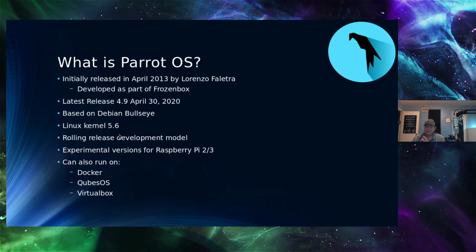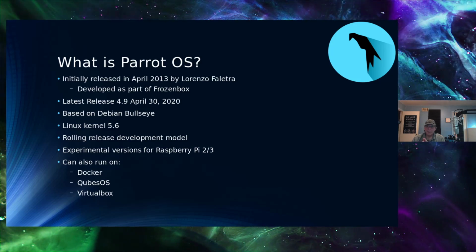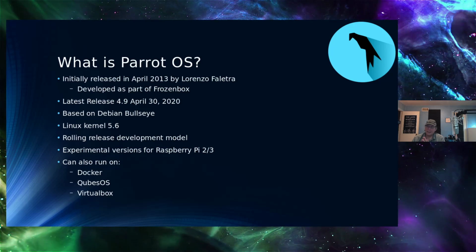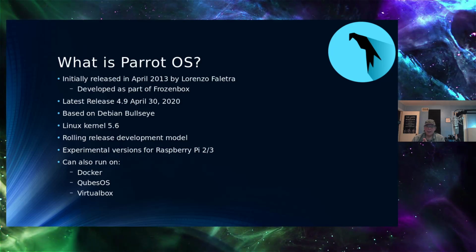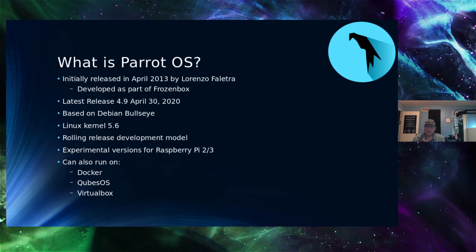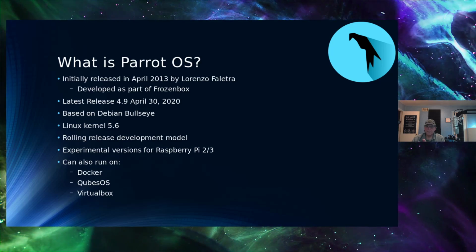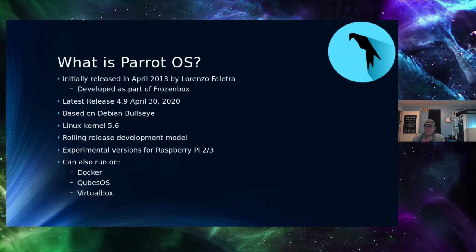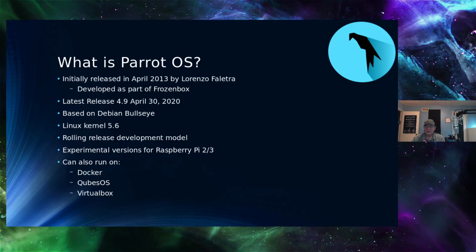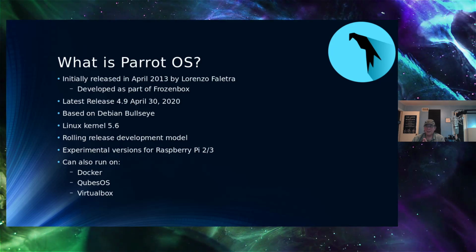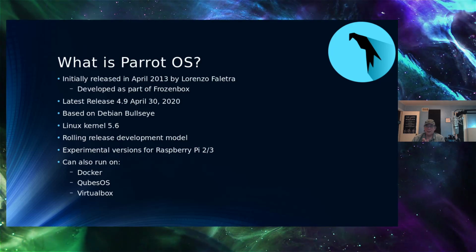Parrot OS was initially created in April of 2013, so about 7 years ago. Lorenzo Felletra was the original author, and he still is the lead, I believe. This was developed as part of Frozen Box. The latest release, 4.9, was released in April of this year. It's based on Debian Bullseye, which is not out yet, so that is not a stable release, but it is a rolling release, and so you get what you get. So this is probably the testing version of Bullseye.